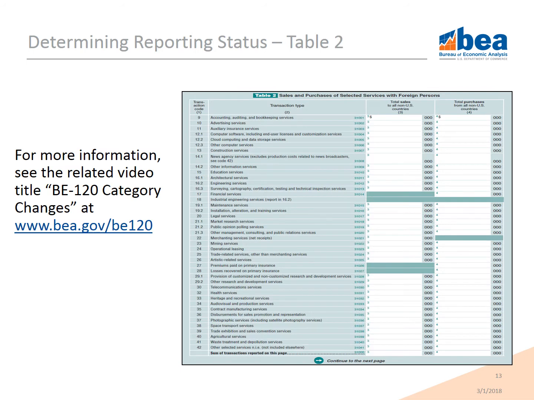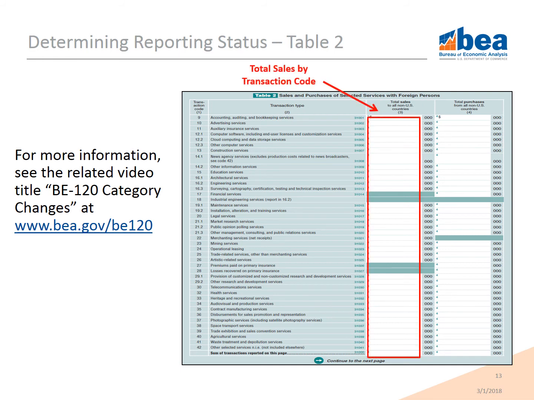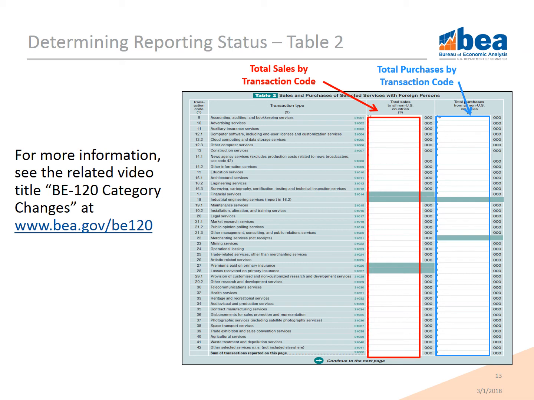Table 2 lists the type of services transactions that are covered by the 2017 BE 120 survey. As with Table 1, respondents should report their total sales to foreign persons for each transaction type in column 3, and their total purchases from foreign persons for each transaction type in column 4. Amounts should be reported in thousands of US dollars. Round amounts of less than $500 to 0. After completing Tables 1 and 2, proceed to page 8 of the survey.